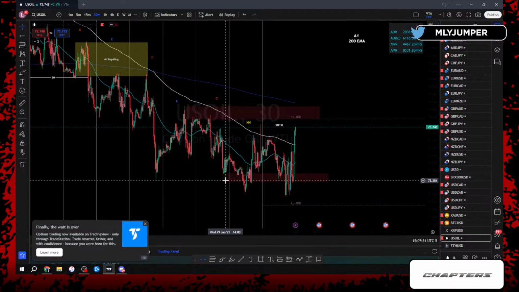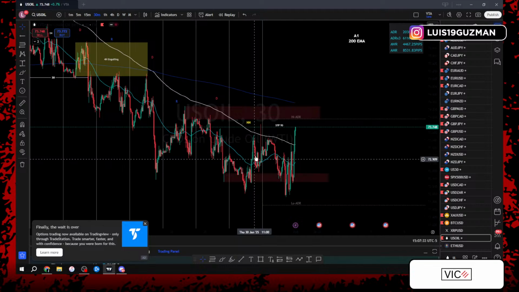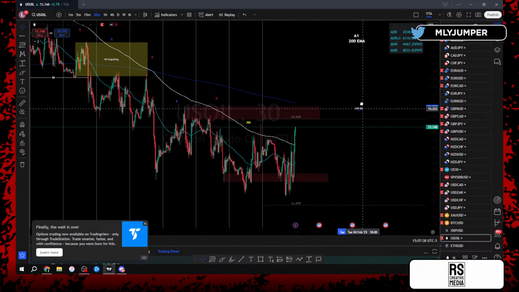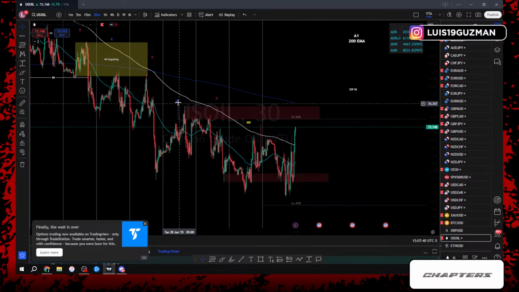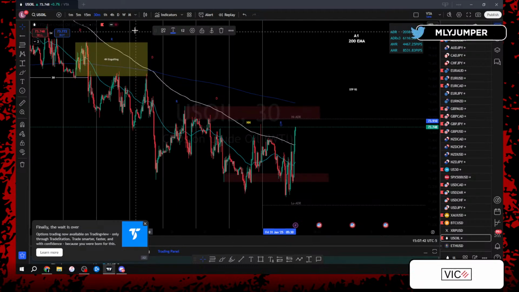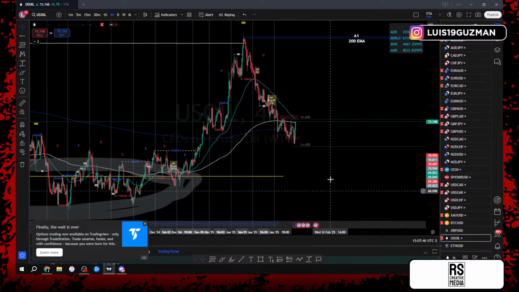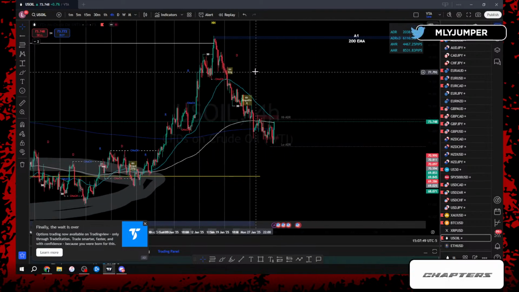So we have lower low, lower high, lower low, right? Lower high, lower low, and we can see that price is most likely going to give us that push. I'm not gonna update oil just yet. I'm gonna wait for tomorrow. 4-hour time frame. We had a week of drop.